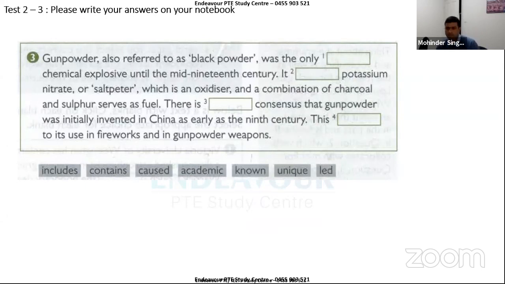Most of you have sent your answers here. Okay. So the first one is "only known." That is correct. Remember, guys, this is something I always talk about with you. You remember "gunpowder, comma, also referred to as black powder, comma." This is a non-restrictive part which is giving information about the subject. So this is non-restrictive: when you have commas on both sides.